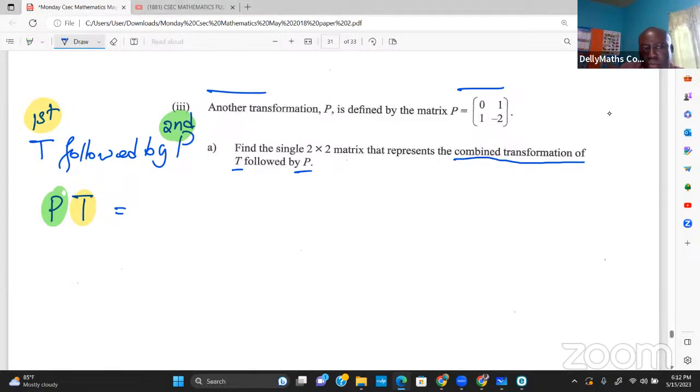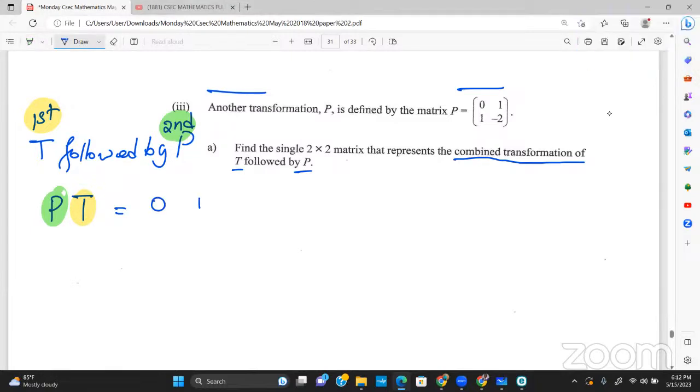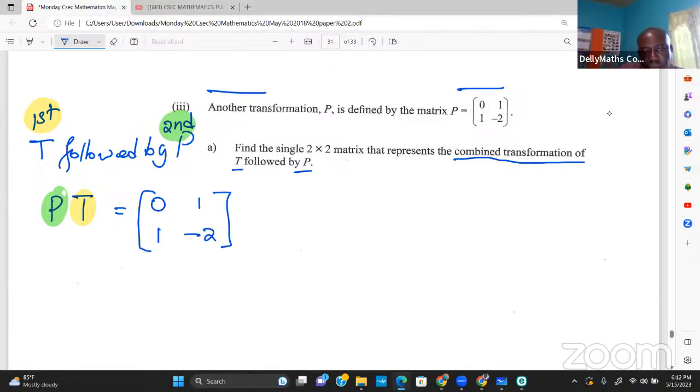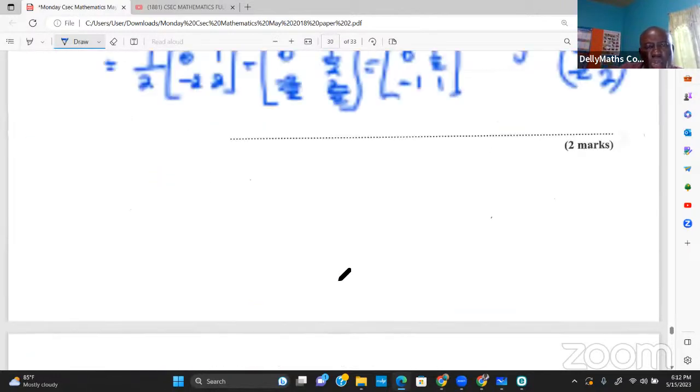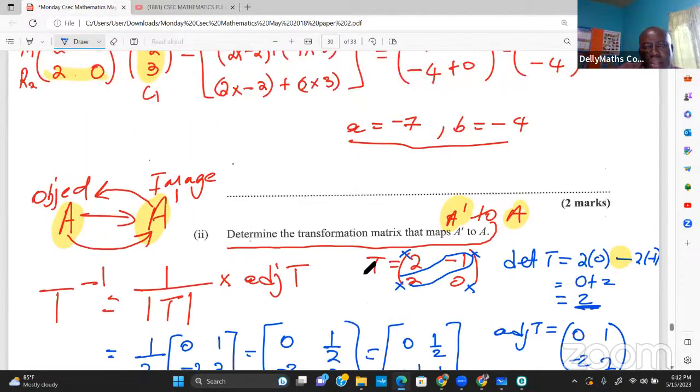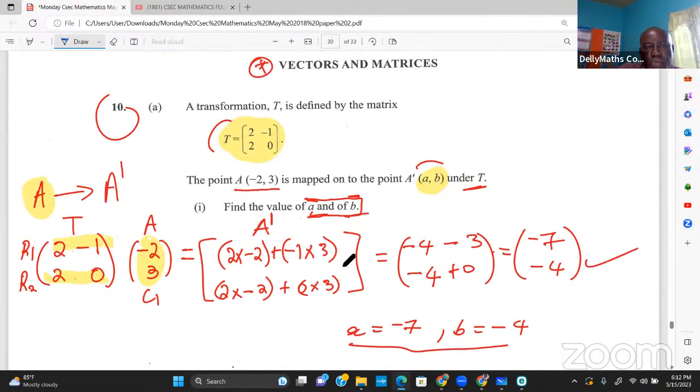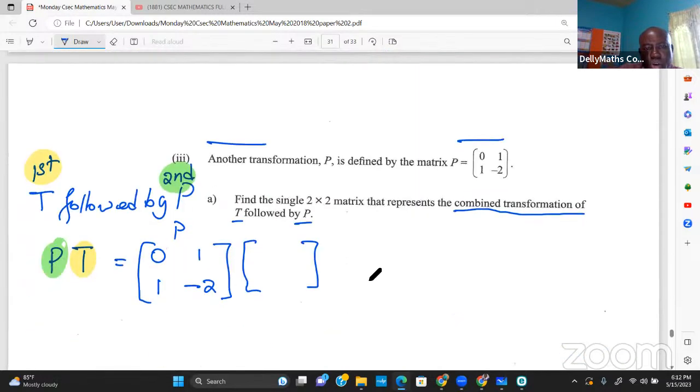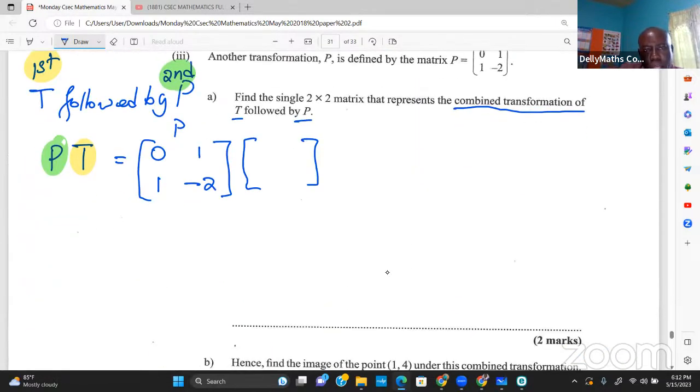Put the P first. 0, 1, 1, negative 2. That's our P. And our T is what we had before. I think it's 2, negative 1, 2, 0. I love to double check. 2, negative 1, 2, 0. Making sure. All right. So you want to put together this, and this would have given you your combined transformation.